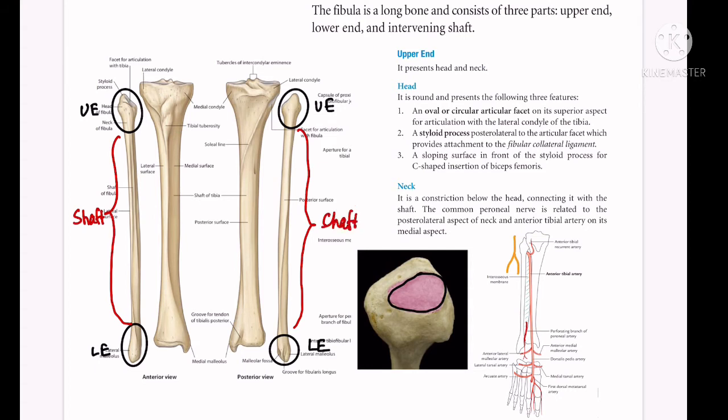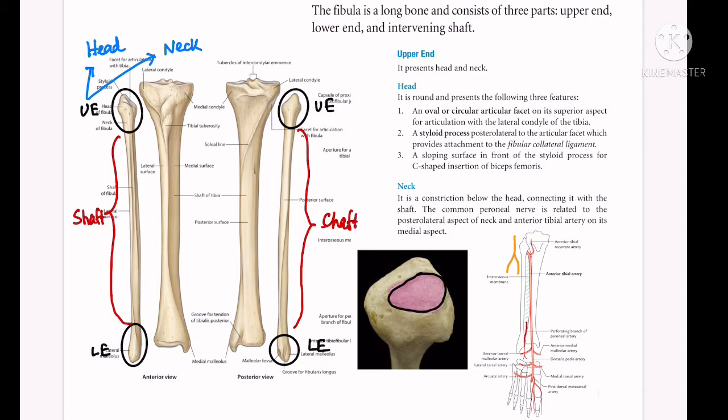The upper end presents the head and neck. So first we discuss the head. Now the head is kind of round, and it presents the following three features.